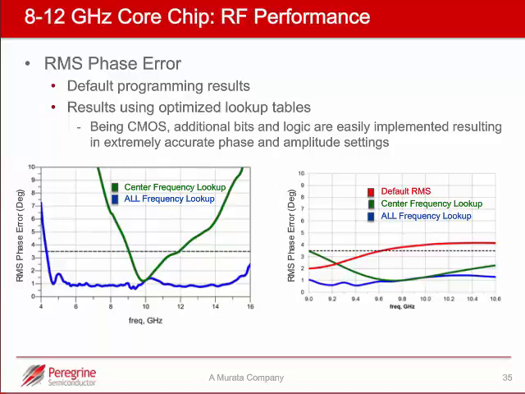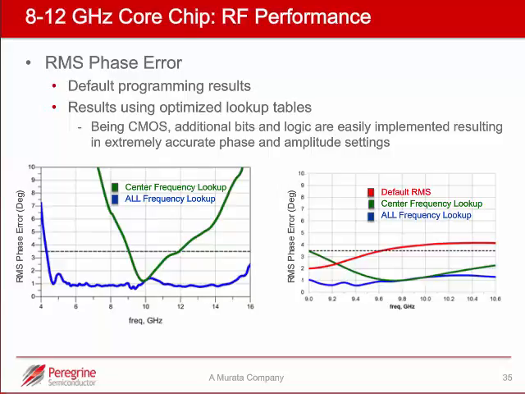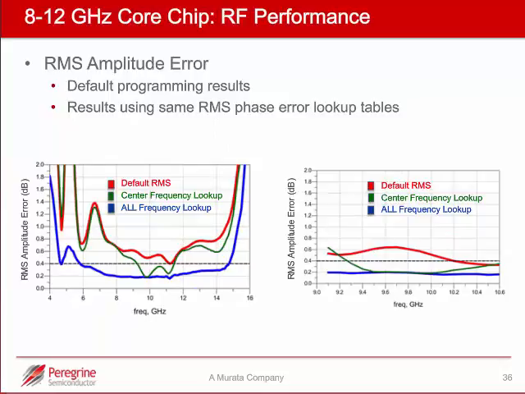Looking at the counterpart to RMS phase error, we have the RMS amplitude error in a similar fashion, and also using the same lookup tables, you can go from a default RMS that's on the order of about 0.6 dB in a narrow band response. As we look at the full 4 to 16 gigahertz range, you can see that there are some points of optimum, but again, on the order of 0.6 dB.